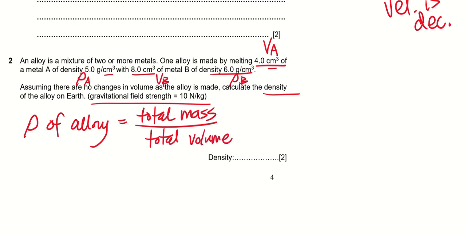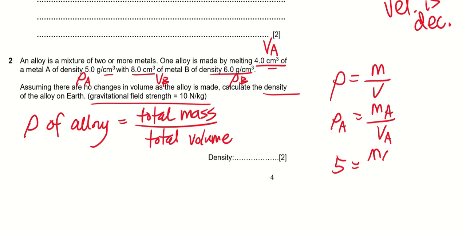Okay, so the total mass, now density equals mass over volume. So let me calculate mass of A first. Density A equals mass A over VA. Density A is 5, mass of A unknown, volume of A is 4, therefore mass of A is 20 grams.